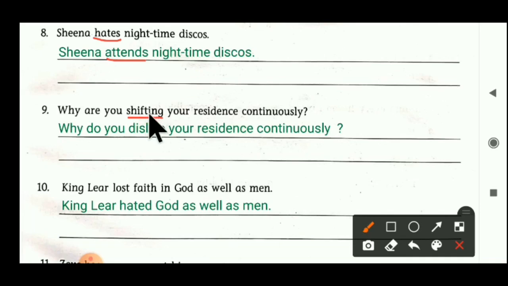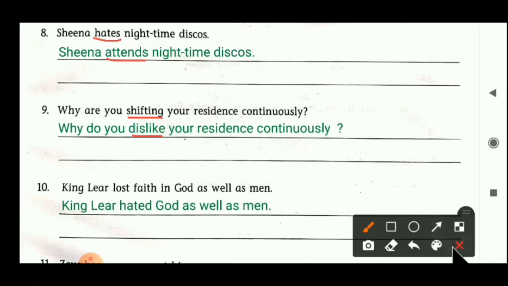We have to convert it into a stative verb. And then what happens now? We have to see, why do you dislike? I use the verb dislike here as a stative verb. Why do you dislike your residence continuously? So I converted a dynamic verb into a stative verb here, shifting to dislike.